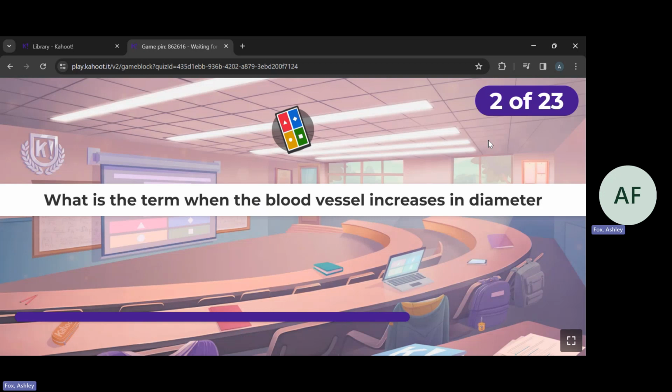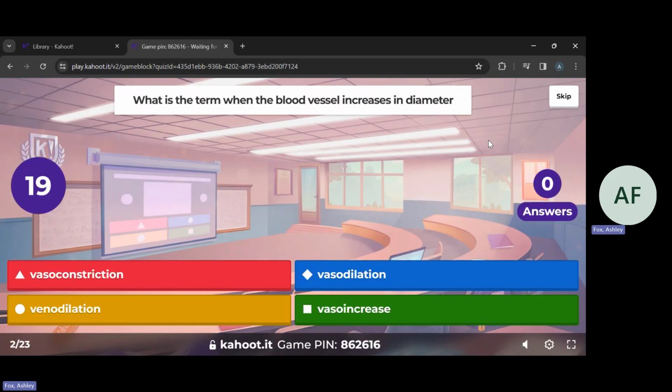What is the term when the blood vessel increases in diameter? Vasoconstriction, vasodilation, venodilation, vasoincrease.